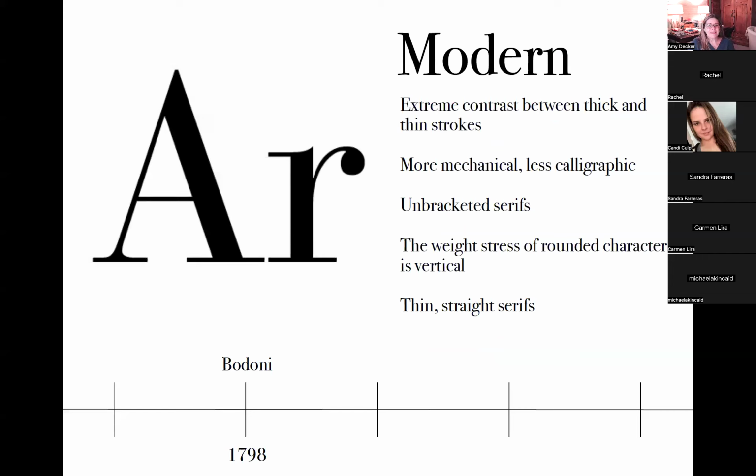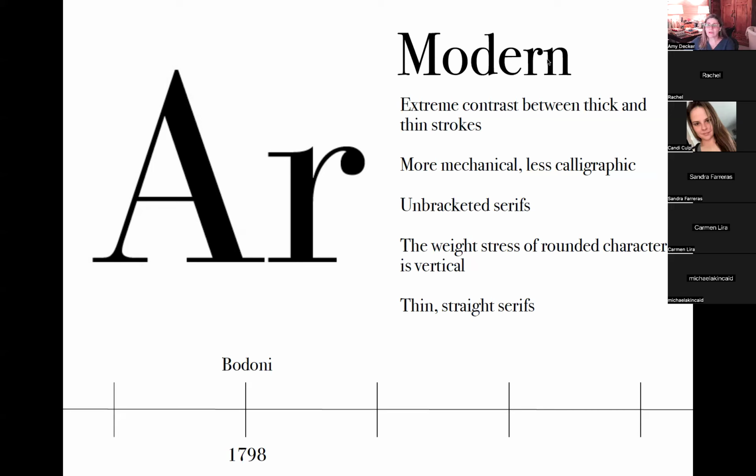Modern, here's an example of Bodoni, designed in 1798, has extreme contrast between thick and thin strokes. It's much more mechanical, less calligraphic. The serifs are unbracketed. What that means is when we look here and see the serif, there's no curve. There's no little softening between the stem and the serif. It just goes straight down one into the other. So that means it's unbracketed. The stress in rounded characters is vertical. It's thin, it has straight serifs.